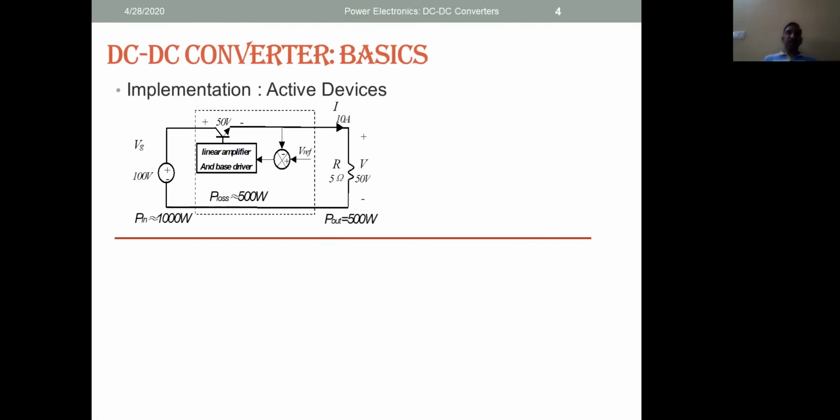So what to do? Use active devices. Implementation using active devices necessarily involves switches or the power devices you studied in Unit 1. It can be a power transistor, MOSFET, IGBT, or even an SCR. But SCR is the least preferred one. So the same circuit, instead of a dissipative resistor, I am using a series pass regulator, or you can say a transistor used in active region or as an amplifier, whatever, because everything boils down to the same.